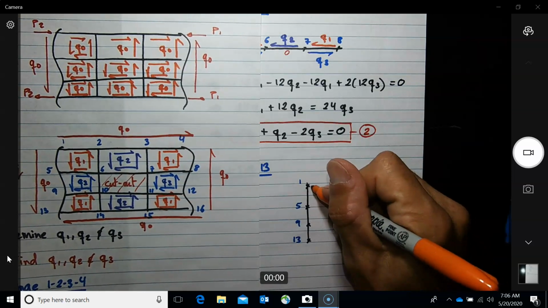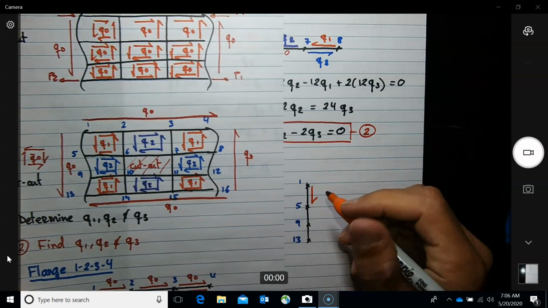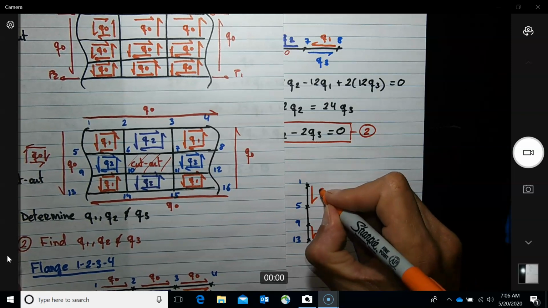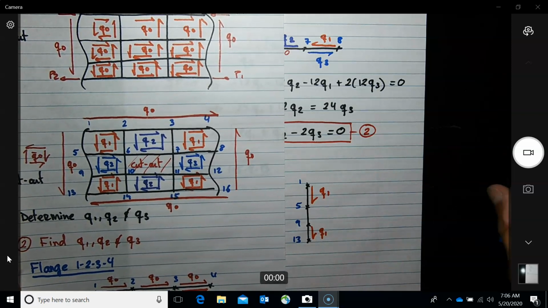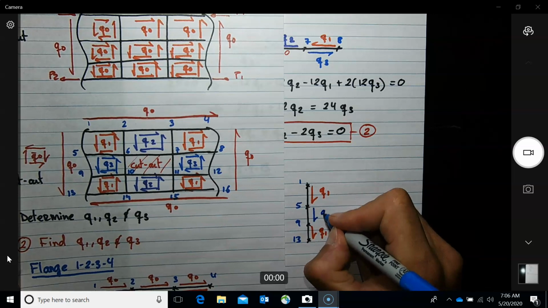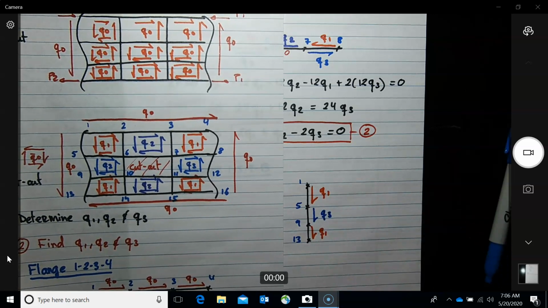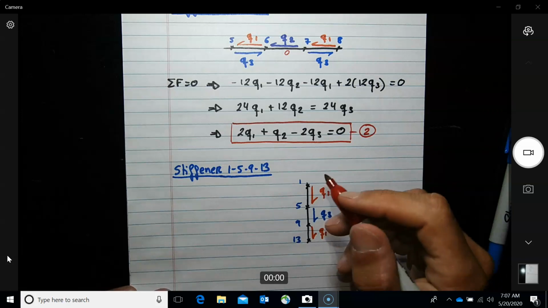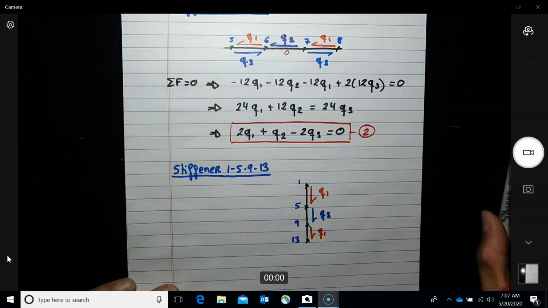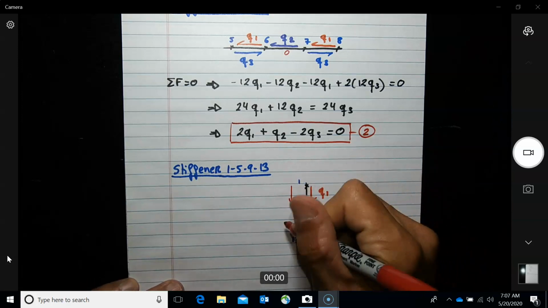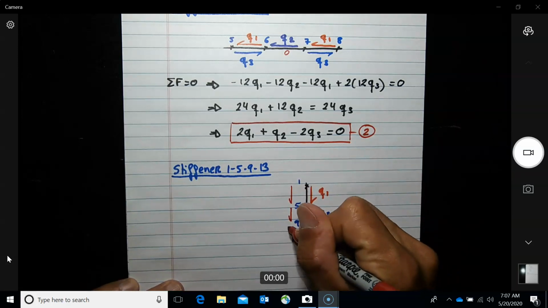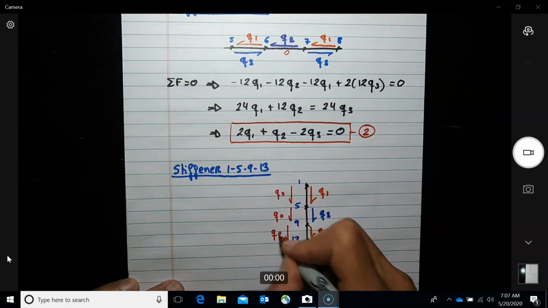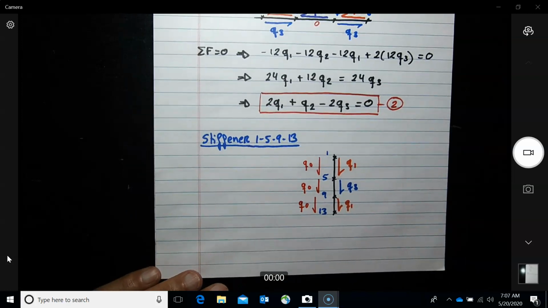We have Q sub 1, Q sub 1, Q sub 1, and here we're going to have Q sub 3. And on each one of the other sides, going up or down, it's going down, so we're going to have Q sub naught, Q sub naught, and Q sub naught.